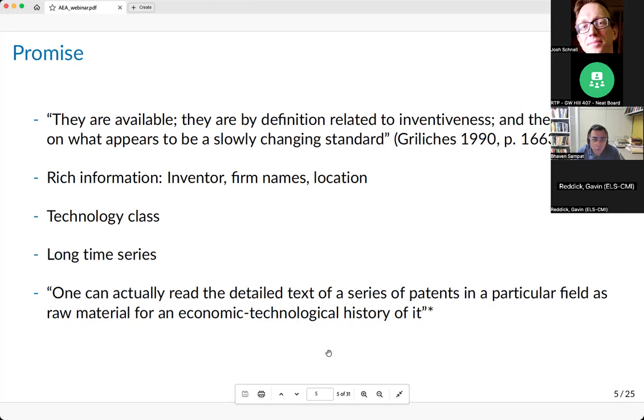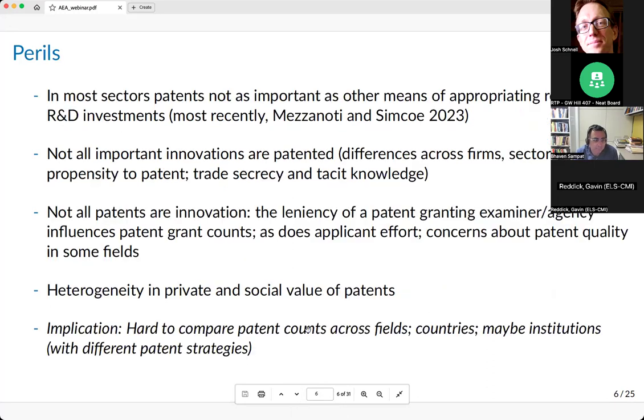And Griliches noted presciently that one can actually go into the text of patents and tell a little bit of an economic or technological history of it. I put an asterisk next to this because it actually was pretty hard to do in 1990, but now with modern natural language processing techniques and more generally computational techniques, I think it is possible to get into the text of patents and extract concepts and actually really take advantage of information beyond the standard coded fields that were available to economists and others for many years. And I'll say more about that in a bit as well.